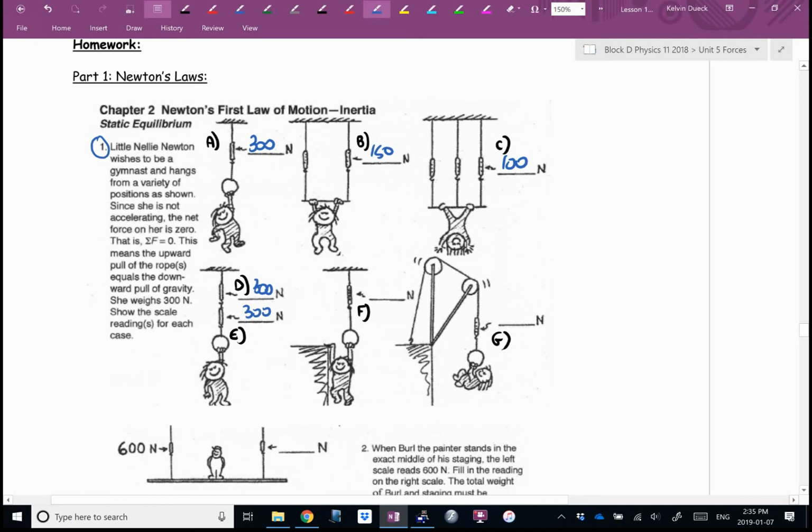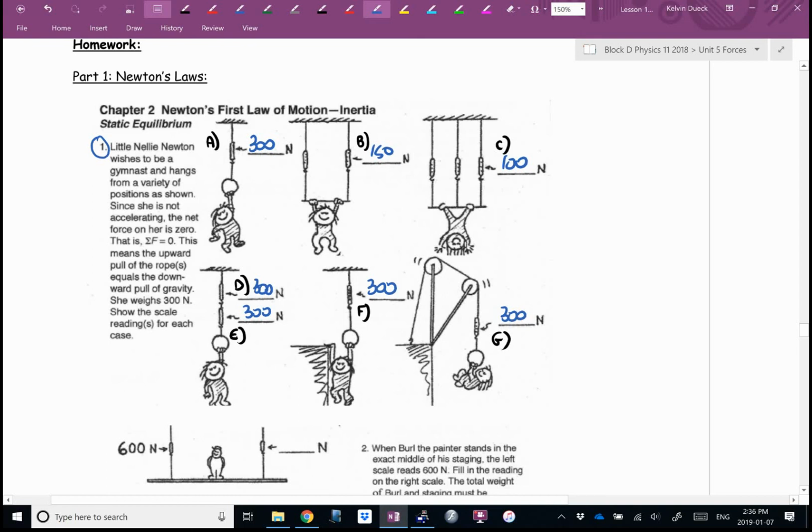What about situation F? Now, this picture is meant to show that she's barely putting any force on her hand, so she's basically still dangling in midair. And so that rope is still having to apply 300 newtons of force, otherwise she'd be falling. What about situation G? I don't care about all this garbage. Yep, 300. If it's one rope, it's taking all the force.